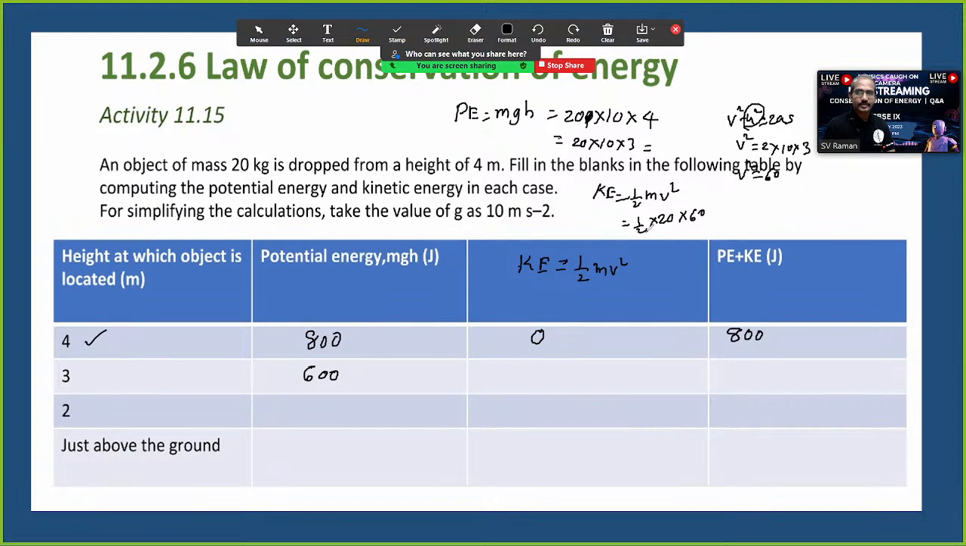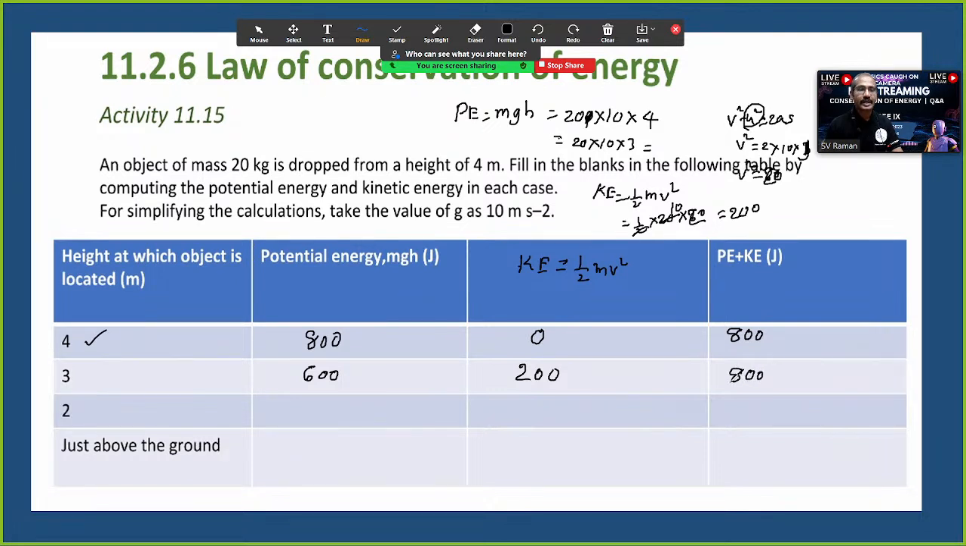Clear? Now the s value, we mentioned 3. It's not 3. From 4 meters to 3 meters, it is 1. This kind of mistake we should not make. So 20 into 10 over 2 here, that is 200. So kinetic energy will be 200. What about the total energy? 600 plus 200 is equal to 800.